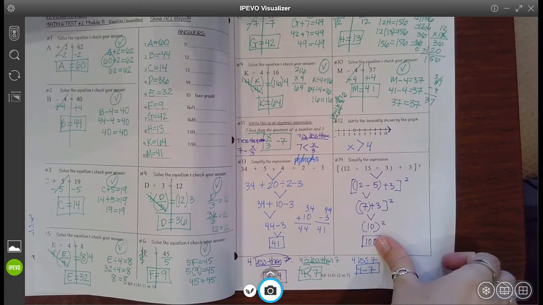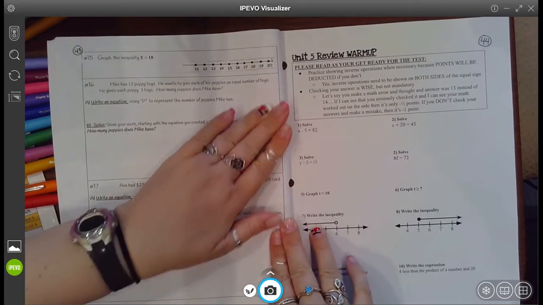All right, let's go ahead and turn the page. We've almost cranked out this whole study guide. How are you doing so far? Have you been getting most of them right?